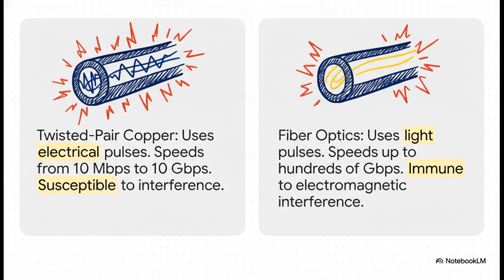And this comparison is another absolute gem for your exams. Copper wires, which are used in DSL and Ethernet, work by sending electrical pulses. They get the job done, but they can be affected by electrical noise from other sources. Fiber optics, on the other hand, send pulses of light. This makes them ridiculously fast and, here's the killer feature, completely immune to electromagnetic interference. That immunity is a massive deal and a huge reason why fiber forms the backbone of the internet today.